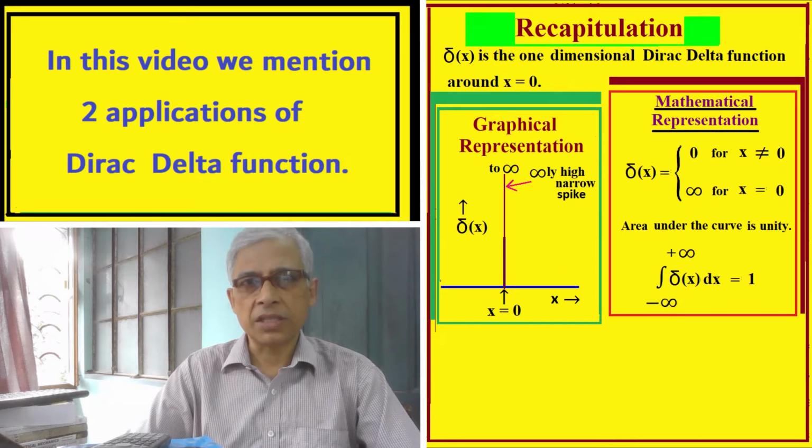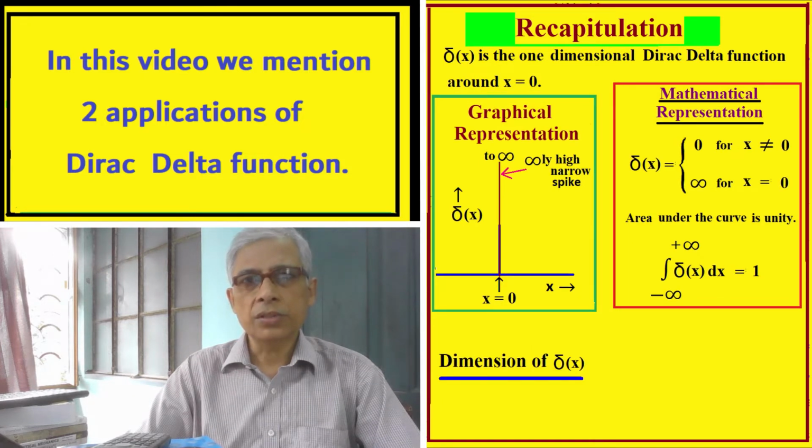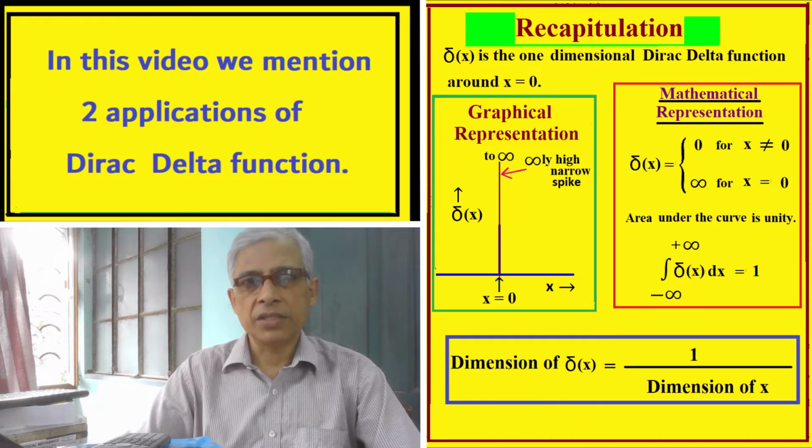The mathematical representation of the Dirac Delta function has been shown. Dirac Delta of x is 0 for x not equal to 0 and infinity at x equal to 0. And the zero width and infinite height are coordinated in such a way that the area under the curve is unity. We also discussed the dimension of the Dirac Delta function. We proved that the dimension of Dirac Delta of x is the inverse of the argument x, and this you can see represented in the blue box.